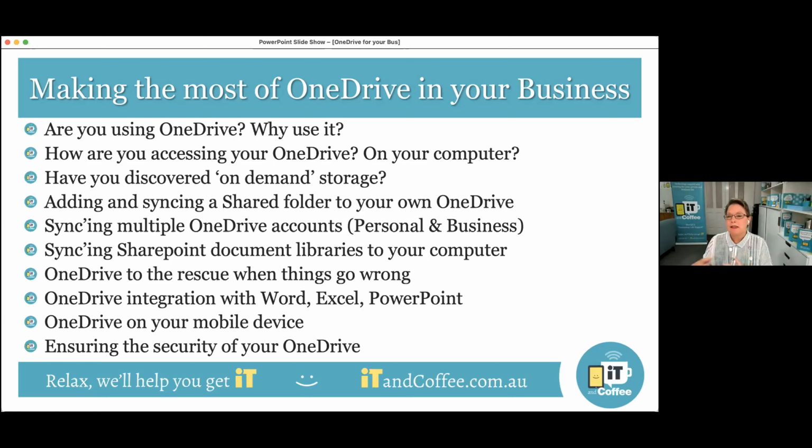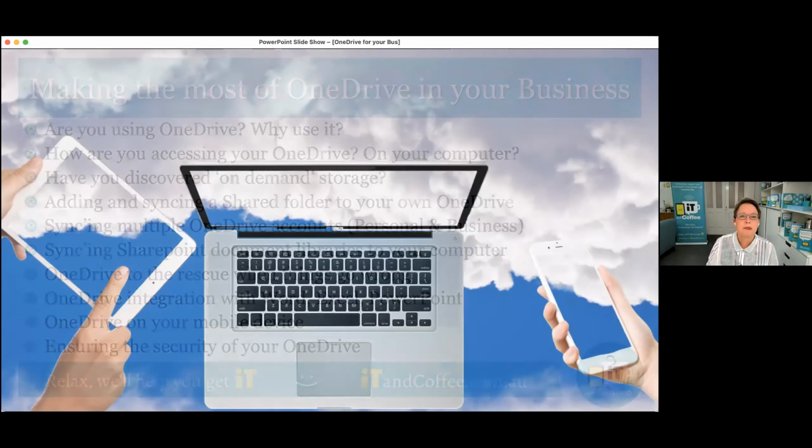If you are using Word, Excel, PowerPoint, I know Excel's probably a big app amongst this group, so we'll look at how you can make sure you've got integration with that, and touch on a couple of issues you can come across. Making sure you've got OneDrive on your mobile. And lastly, but not least importantly, one of the most important for all of us, is ensuring the security of your OneDrive beyond just having a password on it.